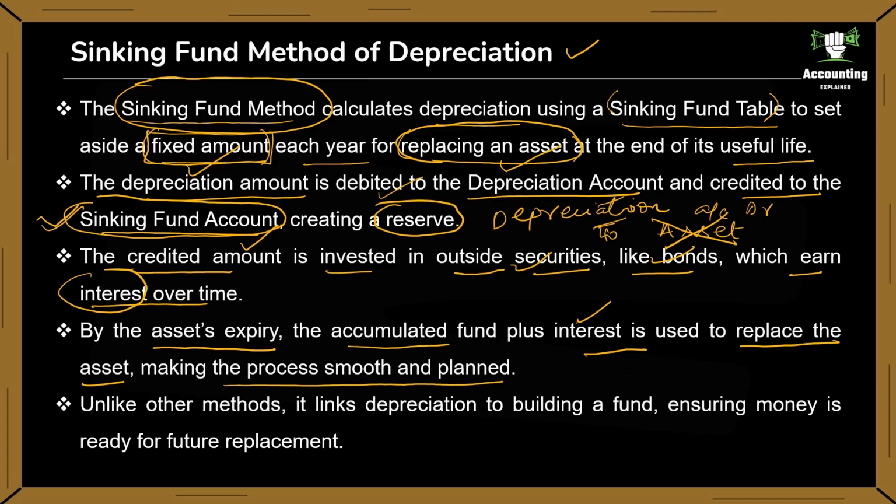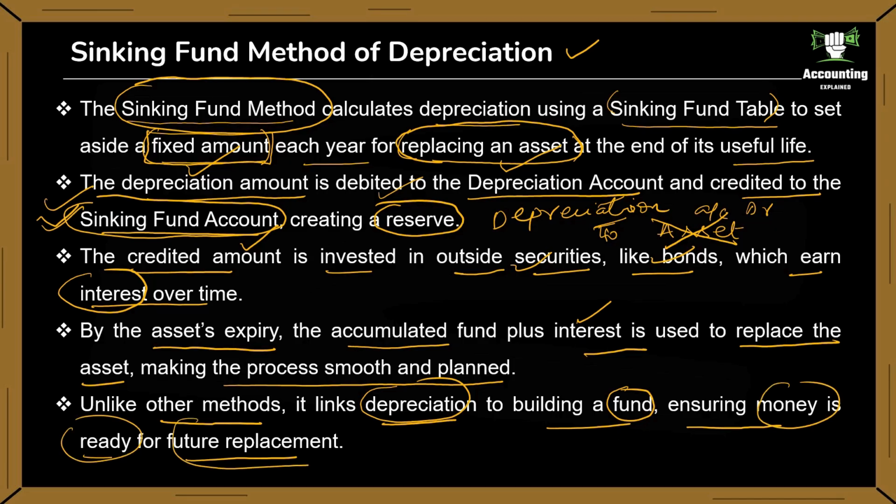Instead of planning for buying the asset at the end of the life of the asset, suppose the machinery becomes obsolete after 5 years, instead of thinking about buying a new machinery at the end of the 5th year, we are planning right from the starting of the usage of the machinery. As soon as we bought the machinery, we are planning for buying the new machinery at the end of its useful life. Unlike other methods, it links depreciation to building a fund, ensuring money is ready for future replacement. So here, depreciation is used for building a fund. That fund is called the sinking fund, okay? Ensuring money is ready for future replacement. We are planning, as soon as we buy the machinery, for replacing that machinery in the future.